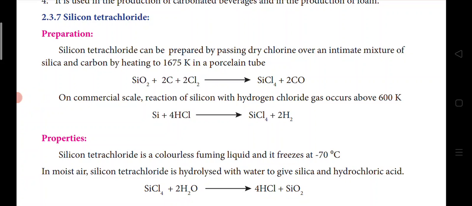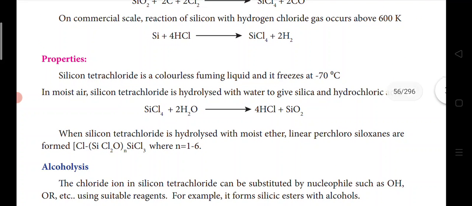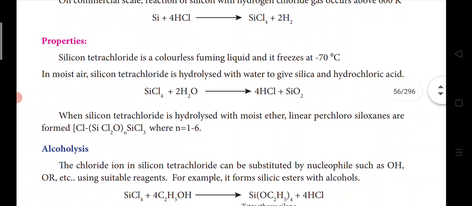On a commercial scale, it is usually the reaction of silicon with hydrochloric acid that will give you silicon tetrachloride at 600 Kelvin and above. Properties, if you see: silicon tetrachloride is a colorless fuming liquid and it freezes at minus 70 degrees Celsius. And in moist air, silicon tetrachloride is hydrolyzed with water to give silica and hydrochloric acid. So silicon tetrachloride reacts with water to give hydrochloric acid and silicon dioxide.